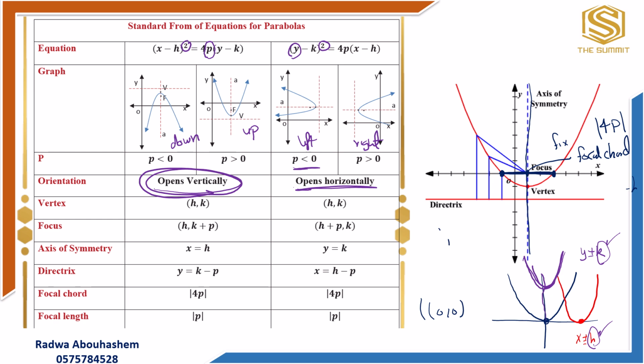So before you start anything, just focus: does it open vertically or horizontally? How do I know this? From the squared part. If the squared part is on the x, it's vertical. If the squared part is on the y, it's horizontal. After this, I'm going to look at the p: does it open up or down, or left or right? How do I know the vertex? The vertex is so easy: h and k, but you have to change the sign. If the h here is negative, you have to make it positive.